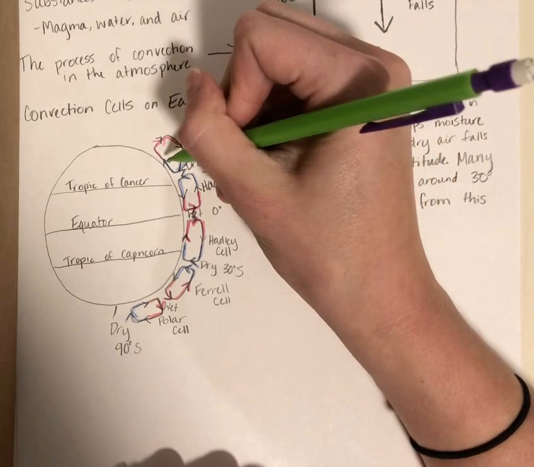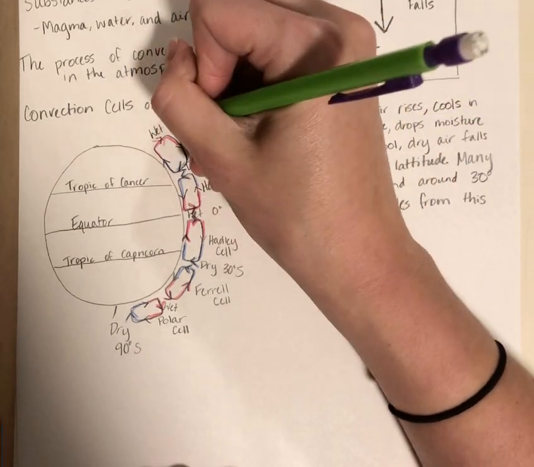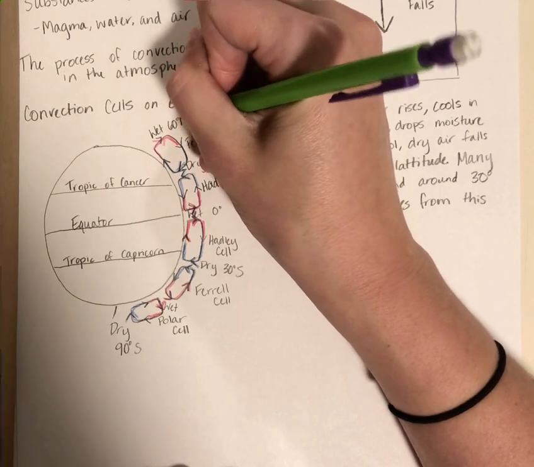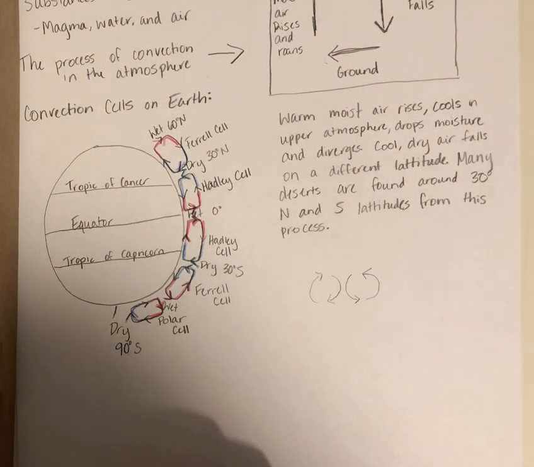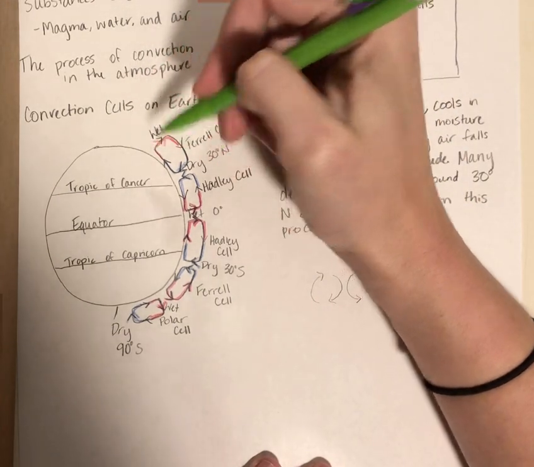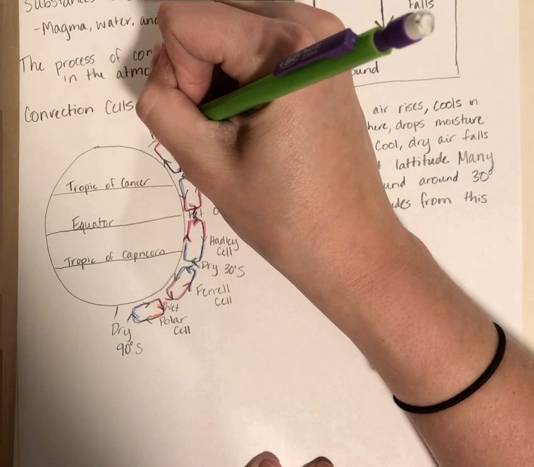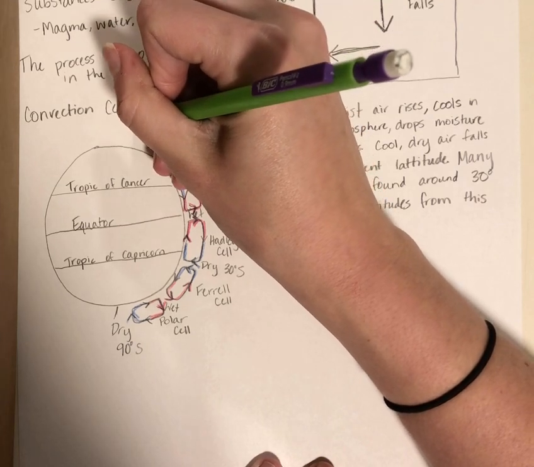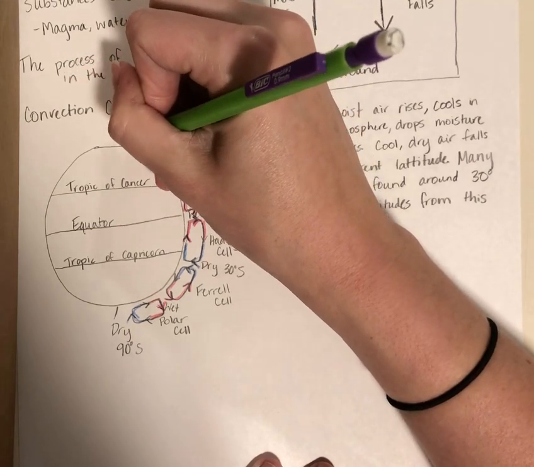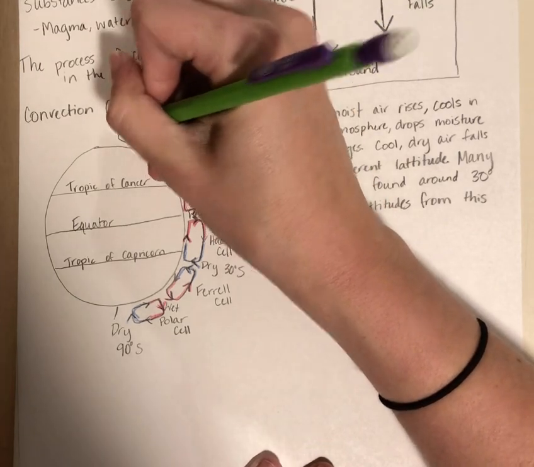Okay, and if we have hot air rising, that means it is going to be wet at 60 degrees north. And then remember, we have our one more cell going towards the poles. So going in the same direction as right here, we have hot air rising, moving over, cool air dropping to complete our cells.